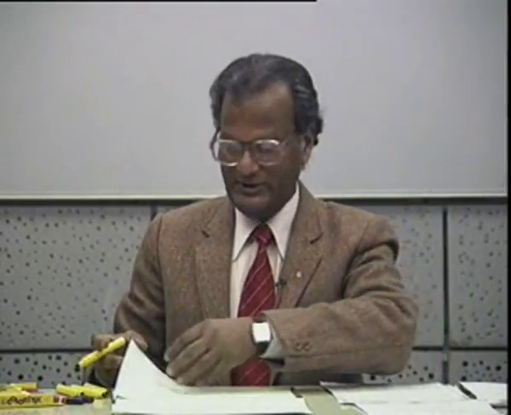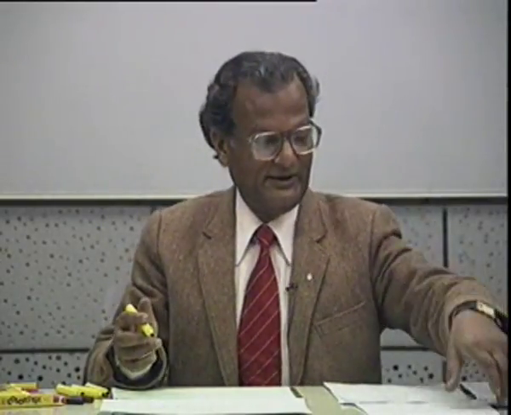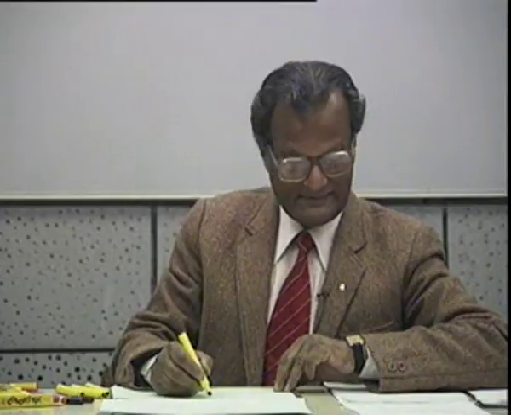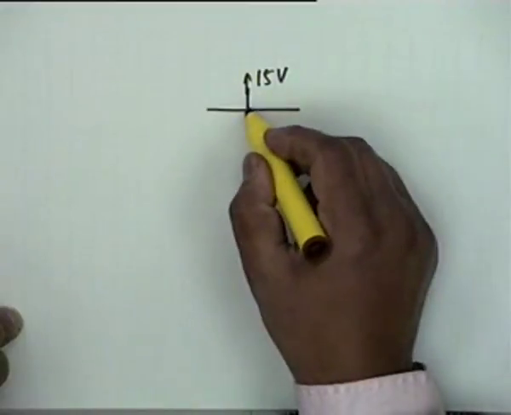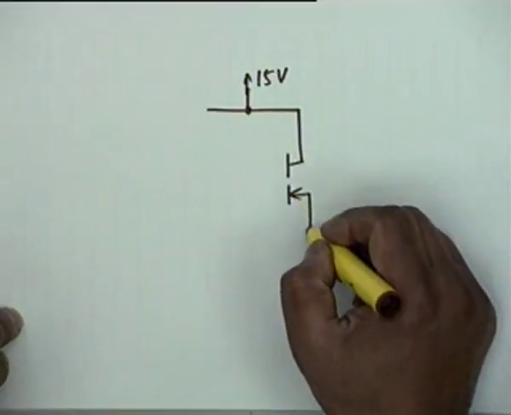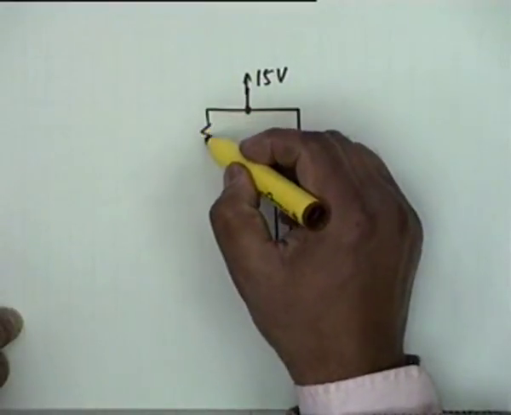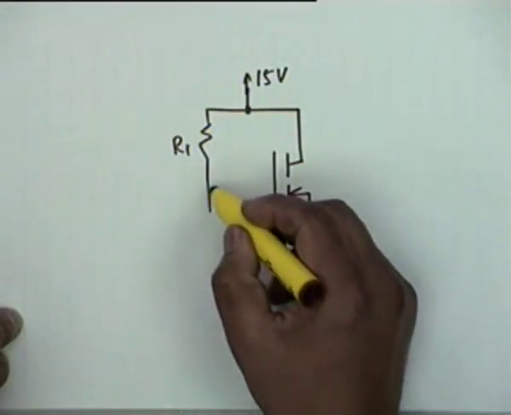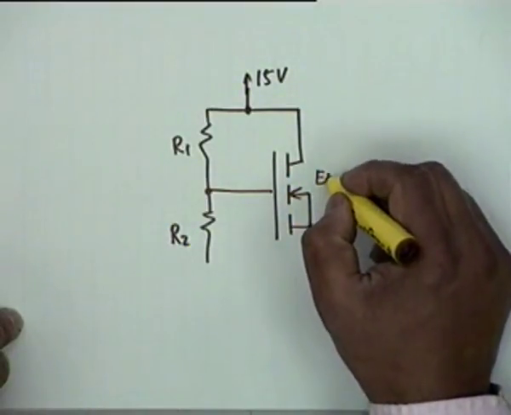The next question is question number 6 in the tutorial sheet. Question 6 says you have a 15 volt source, and for a change we consider an enhancement mode FET. There are two resistances, R1 and R2. This is an E-MOSFET.